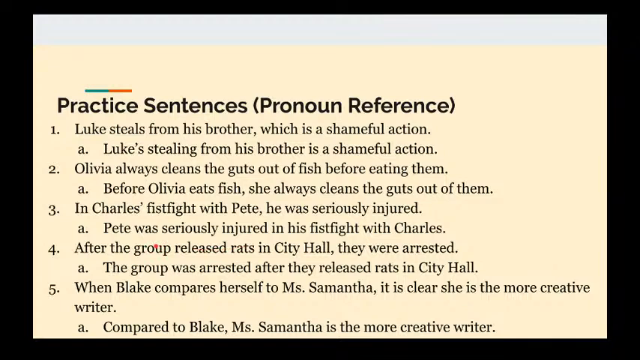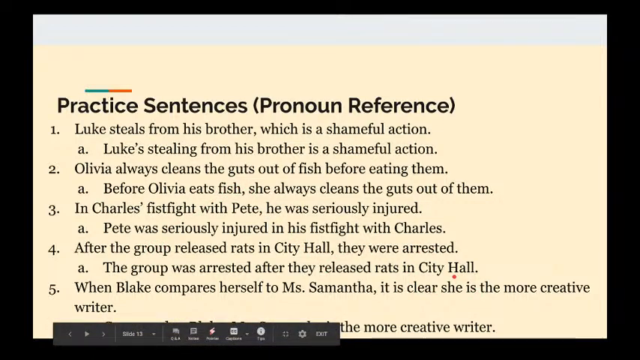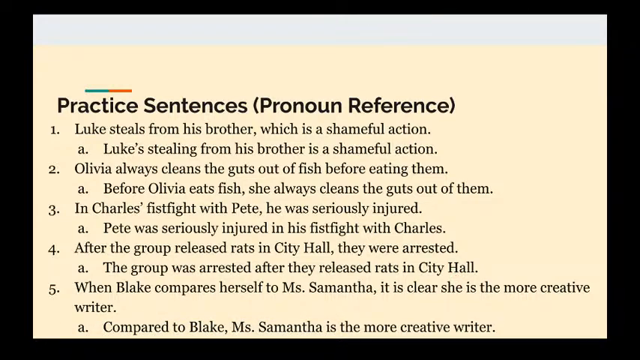Sentence number 5, when Blake compares herself to Miss Samantha, it is clear she is the more creative writer. We don't know who she is. She could be Blake or Miss Samantha. Compared to Blake, Miss Samantha is the more creative writer would be the correct sentence, because now we know who the creative writer is. It's Miss Samantha, and we're just saying it's compared to Blake.